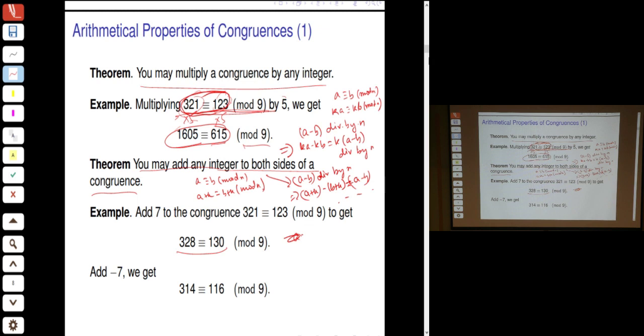For example, 328 is congruent to 130 mod 9. So you can add minus 7 to both sides, and you get 321 congruent to 123 mod 9, and then you can add minus 7 once more, and you get 314 congruent to 116 mod 9. Okay? You can apply these repeatedly, and sometimes it gives you an advantage in calculation.